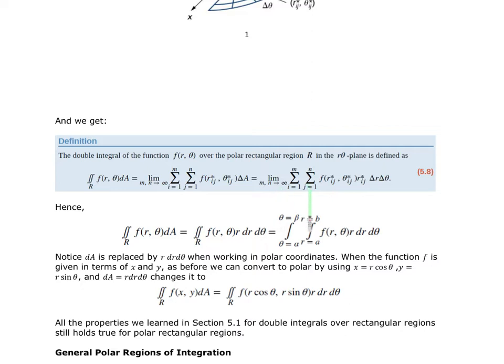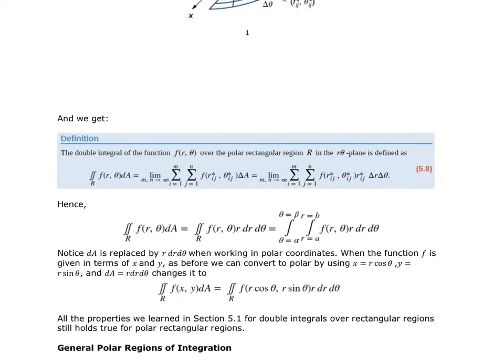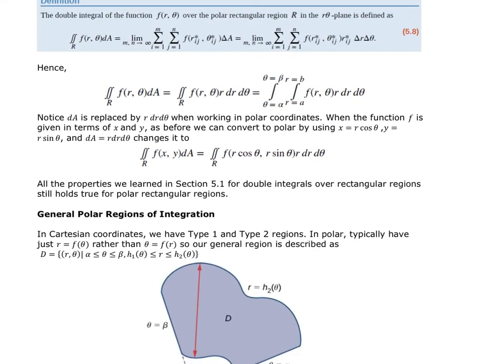And those double Riemann sums we know then can be considered a double integration, where I have my function in terms of r and theta multiplied by r dr d theta, where my theta goes from alpha to beta and my r goes from A to B. Now, notice that when we go back to our dA, it is replaced by r dr d theta when we're working with polar coordinates, not just dy dx. It is r dr d theta.